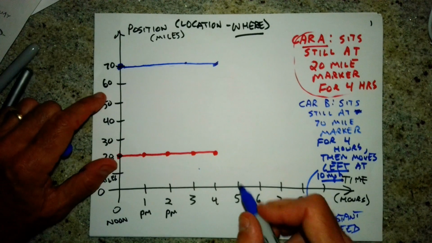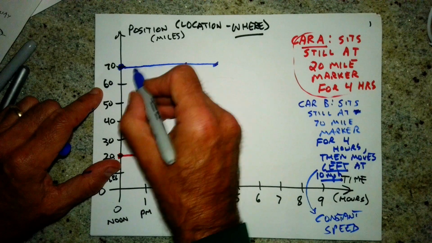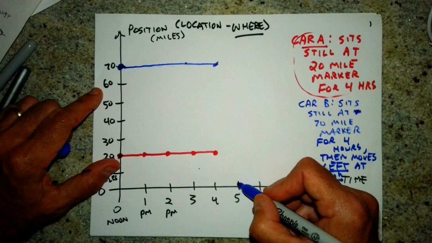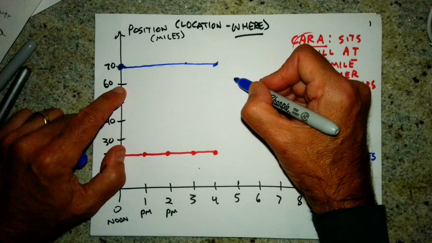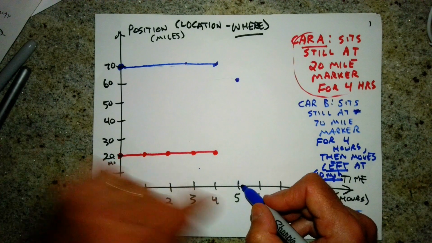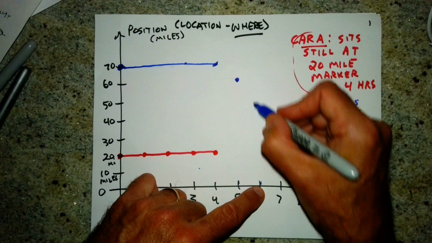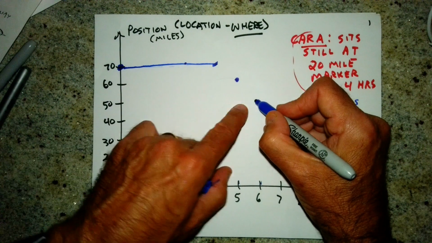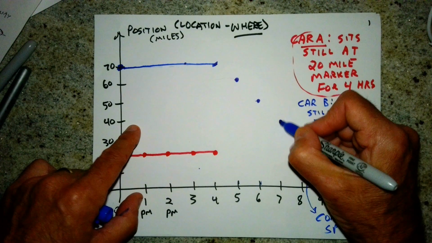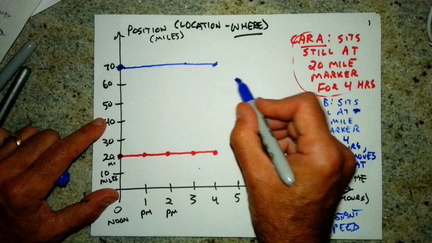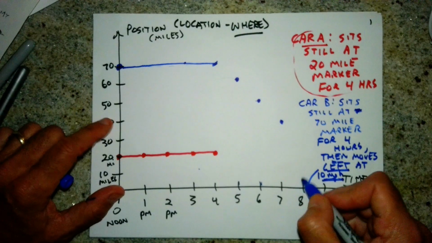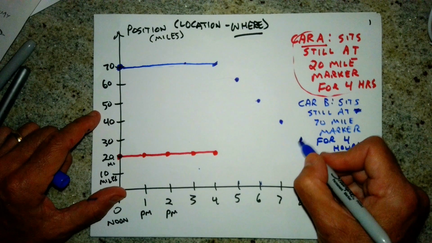Now let's look at how we do that on the graph. It sits still for 4 hours. Then 1 hour after that, so when it's 5 o'clock in the afternoon, it's gone 10 miles left because it says 10 miles per hour left. An hour more, 6 o'clock in the afternoon, it's gone 10 more miles left. 7 o'clock in the evening, 10 more miles left. So see, the position has gone from 70 to 60 to 50 to 40. That's moving left. Okay, and at 8 o'clock at night, it's at 30.